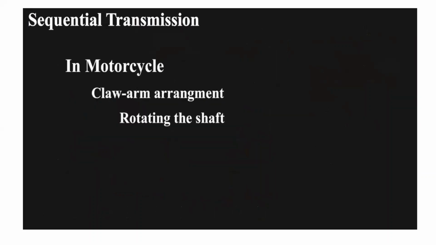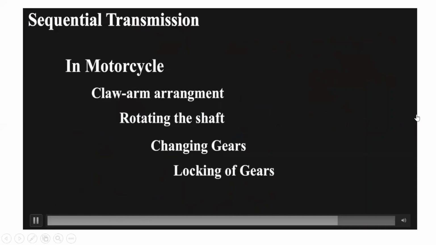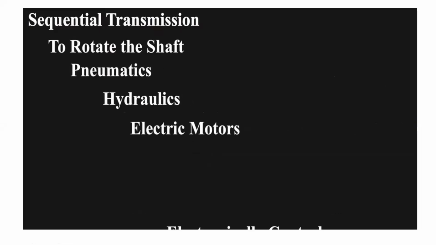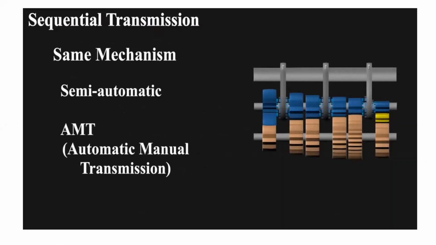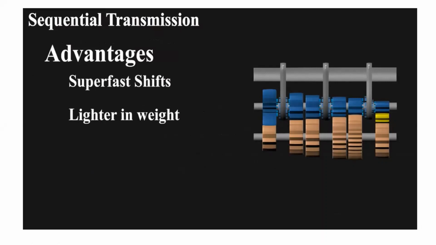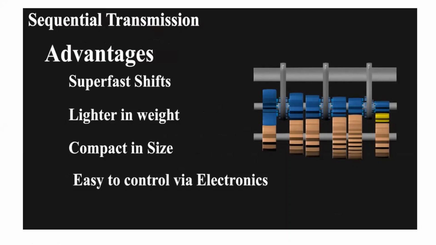In motorcycles, there is a claw arm arrangement which does the work of rotating the shaft, which does the work of changing gears, while this same mechanism ensures the locking of the gears. Then there are pneumatics, hydraulics and electric motors used to rotate the shaft, which are electronically controlled in some cars. You can find this in most F1 cars. This is the same mechanism used in semi-automatic and AMTs, which are automated manual transmissions, with either a torque converter or electronically controlled clutches. The main advantages of the sequential gearbox are super fast shifts, lighter than automatic and manual transmissions, compact in size, and easy to control via electronics.